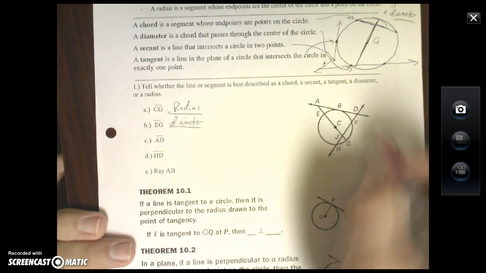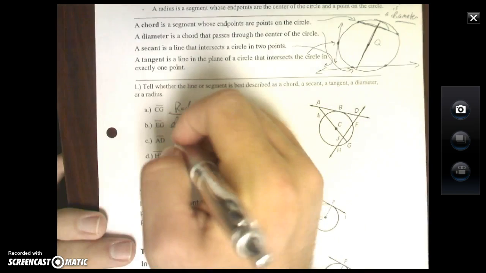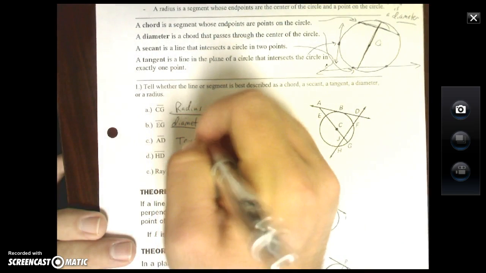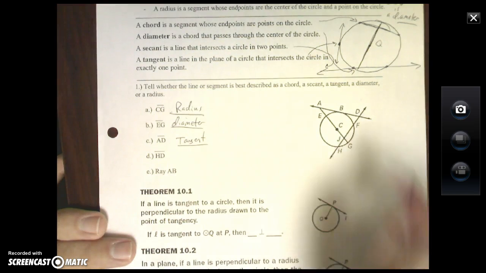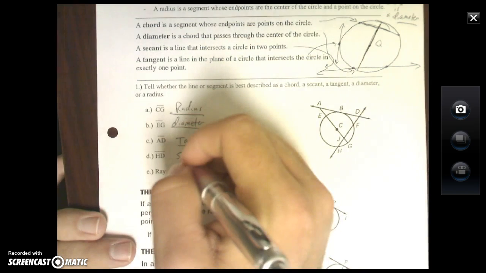Okay. AD. Notice this is on the outside, and it only hits at one point. This point of tangency right here. That's going to be your tangent. HD. Notice I'm cutting all the way through the circle, all the way through. It's not starting and stopping on it. This is an example of your secant.